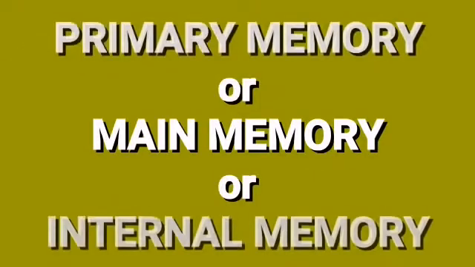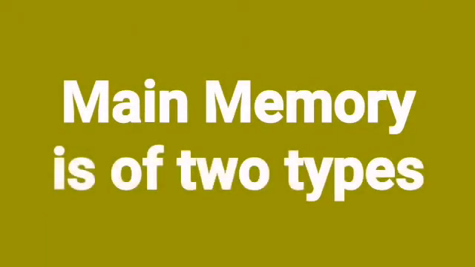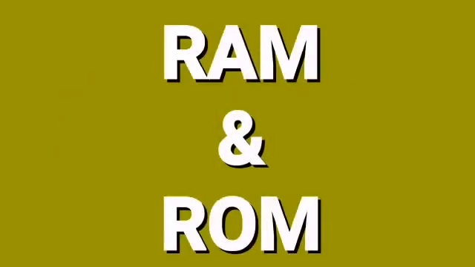Now when we talk about primary memory, that is main memory. Examples of main memory are RAM and ROM. These two come under main memory or primary memory, RAM and ROM.